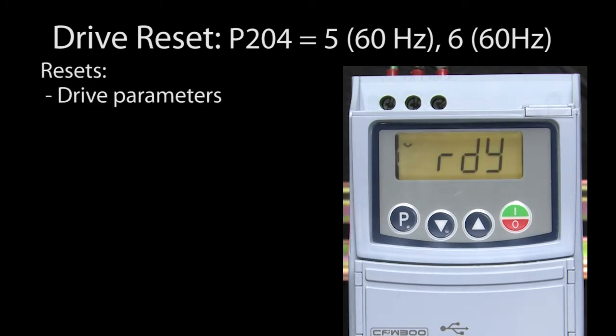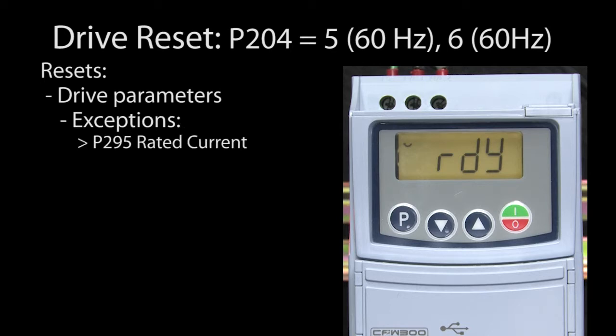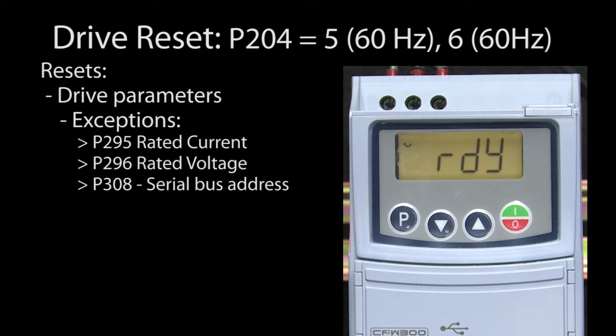Now that reset all of the drive parameters to factory default except for the drive's rated current, rated line voltage, and the serial address. That's good to know that you don't lose the drive's serial bus address, because that means you'll still be able to communicate with the drive after a reset, assuming you're using the default COM channel parameters.